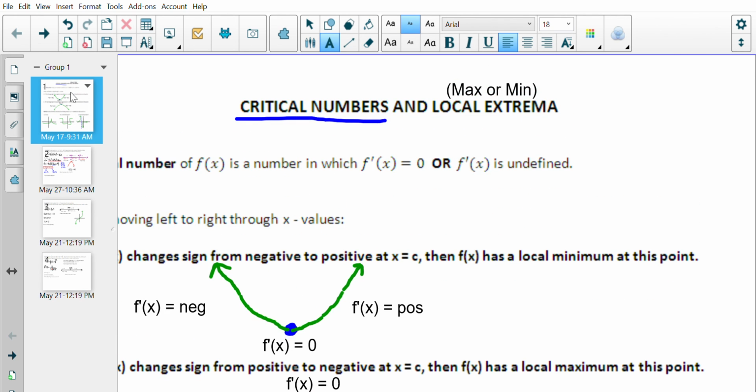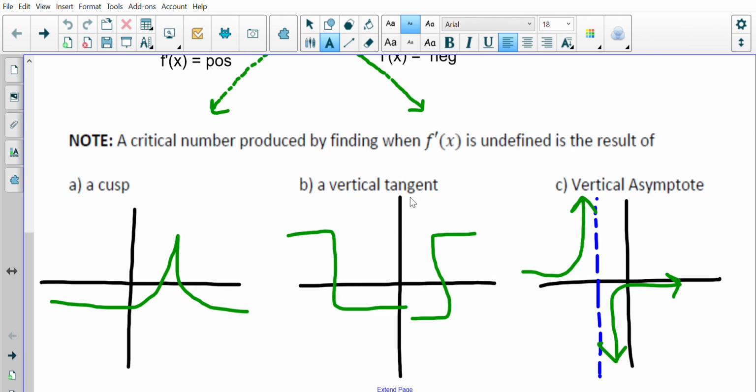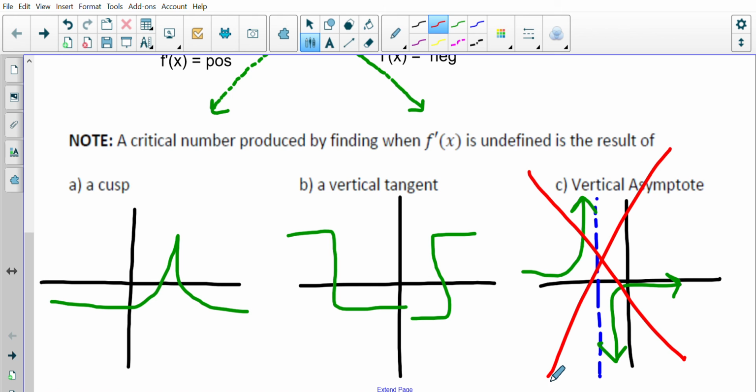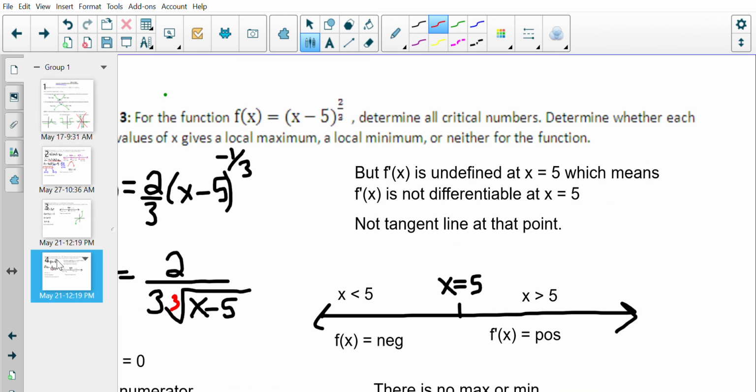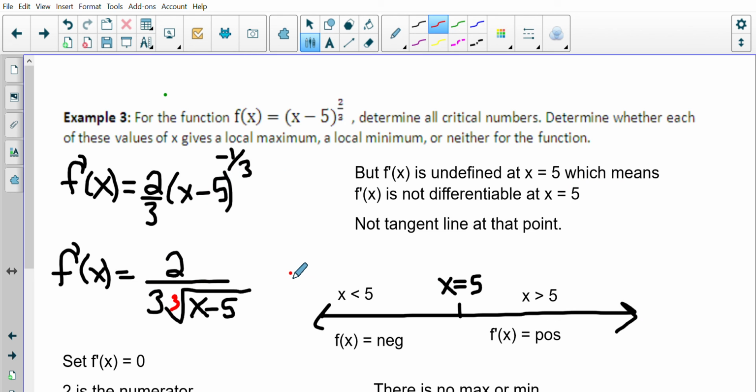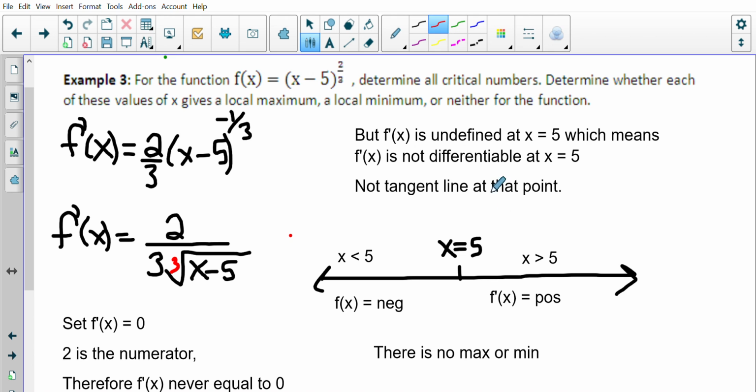And in fact, because our original function is defined, it's not going to be a vertical asymptote. That's something we're going to look at next class. So it's got to be a vertical tangent, a horizontal tangent, or a cusp. We're just looking at whether we have a max or min here, and we don't, because our critical number is undifferentiable. It's undefined at that spot, but it goes from negative to positive.